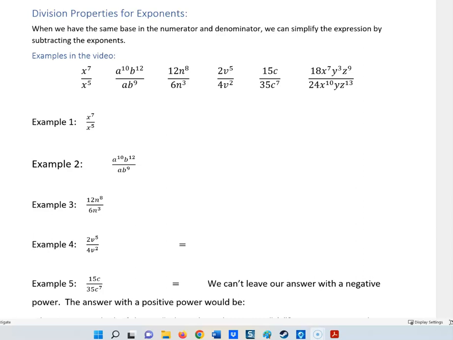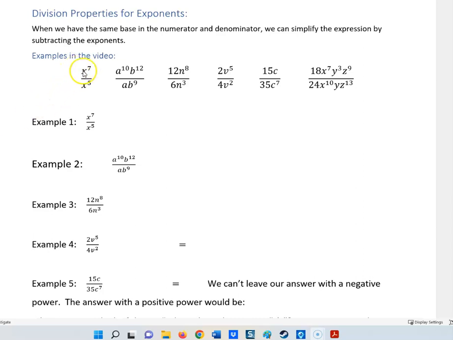When we have the same base in the numerator and denominator, we can simplify the expression by subtracting the exponents. These are the examples I'm going to do in this video, and the last two we run into a little bit of complication, so stick around for those if you're having some that are a little more difficult.